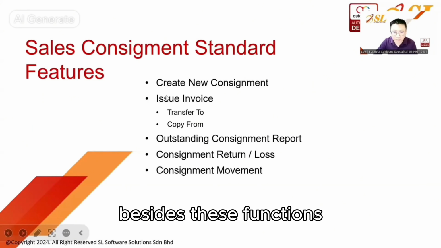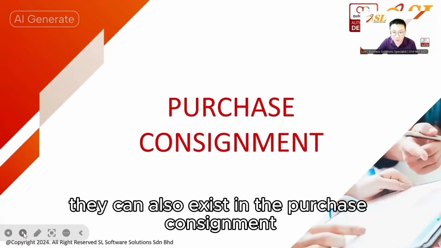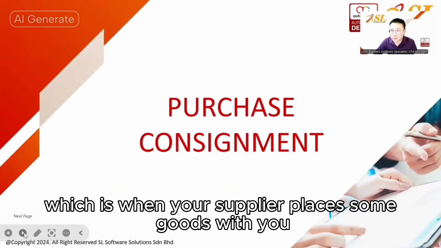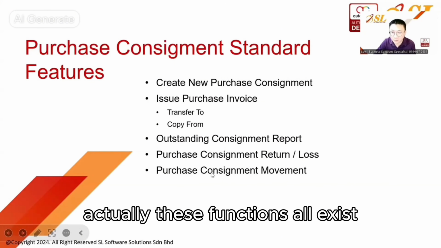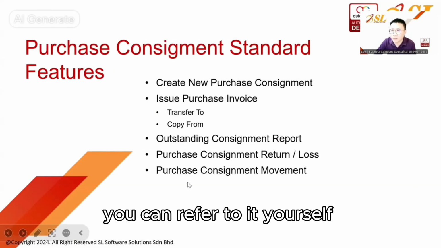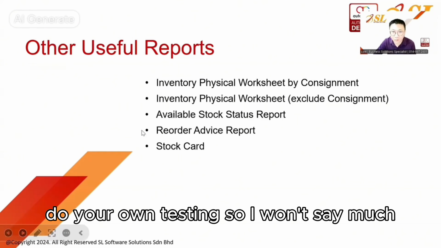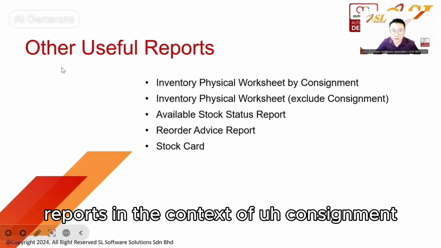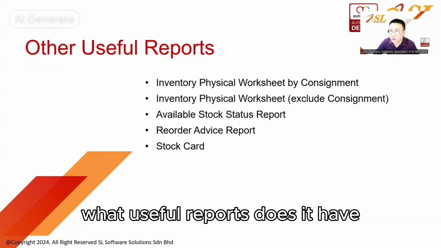Besides, these functions are not only in the sales module, they can also exist in the purchase consignment, which is when your supplier places some goods with you. These functions all exist. It's the same logic, or if not, you can refer to it yourself or do your own testing, so I won't say much. Instead, I want to introduce these reports in the context of consignment. So how do you check those balances? What useful reports does it have?